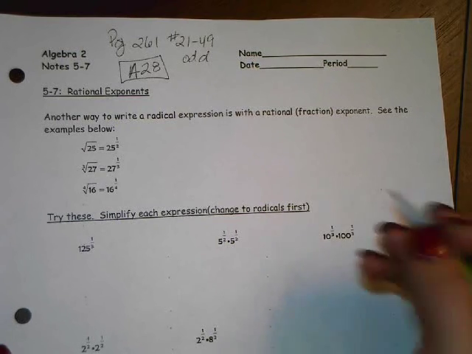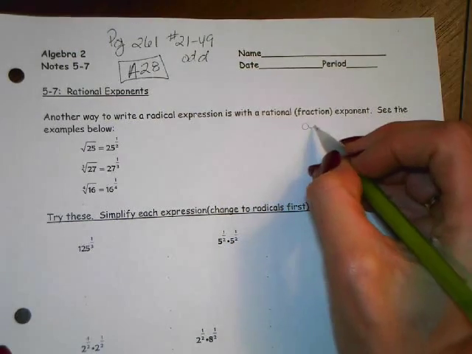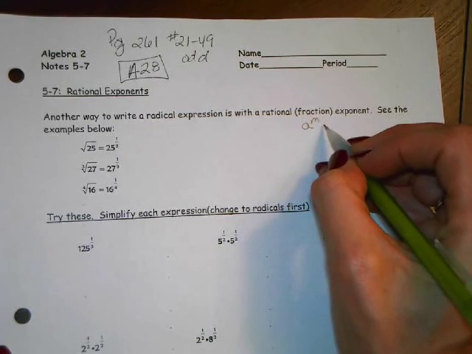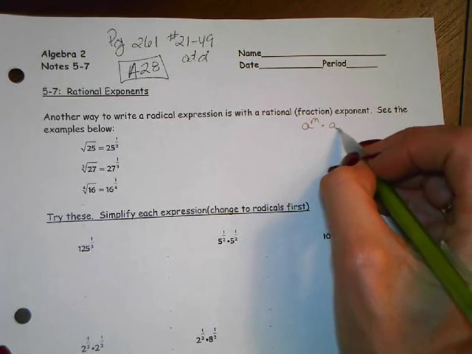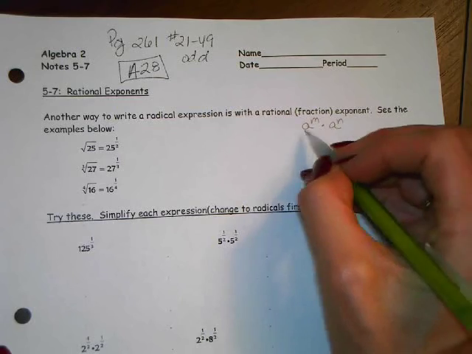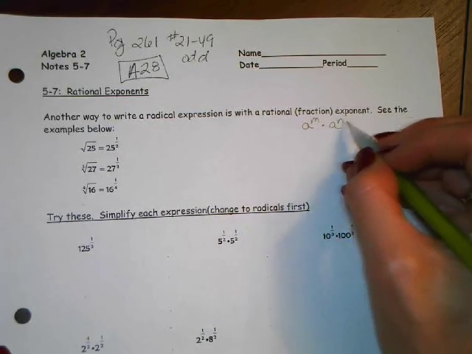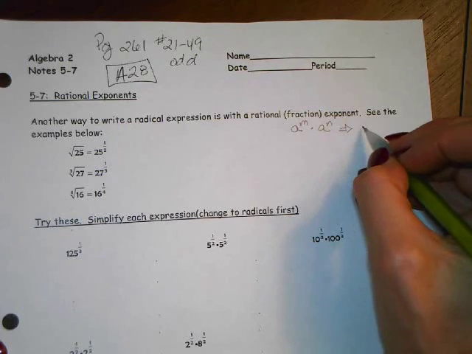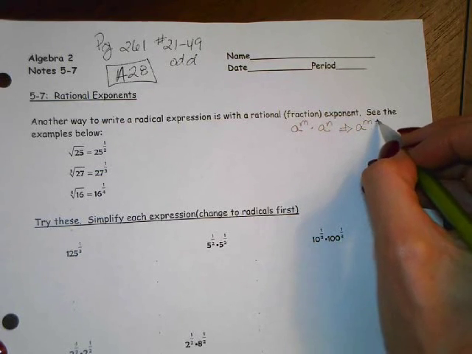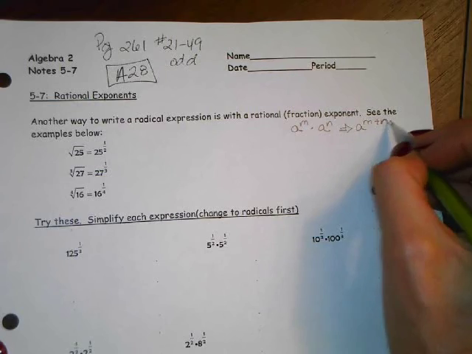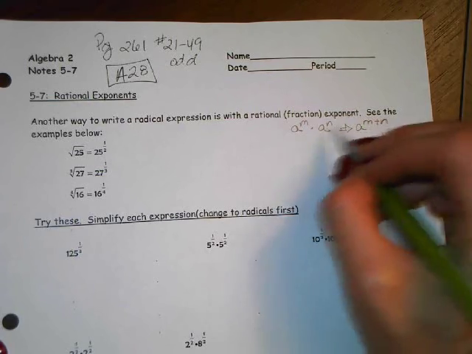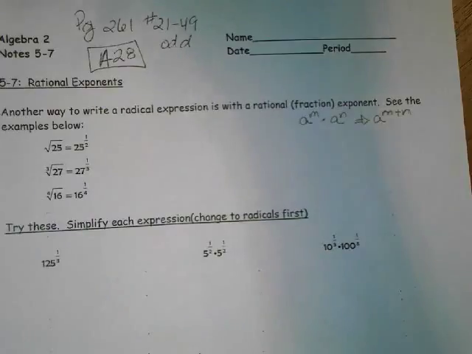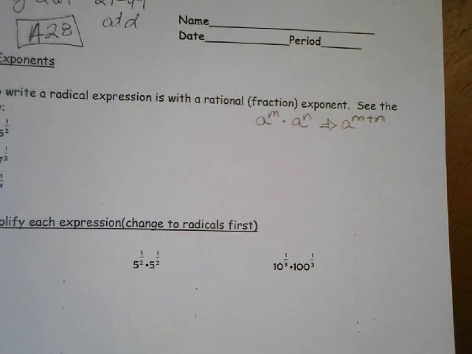exponents. One of the first laws we have is if we have a variable and we're multiplying it to another one, and the bases have to be the same. When they're being multiplied, the rule is that you actually add your exponents. So this would be a to the m plus n. Whenever we have bases being multiplied together, we add the exponents. So that's rule number one.